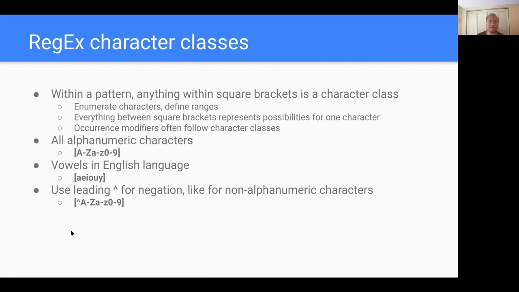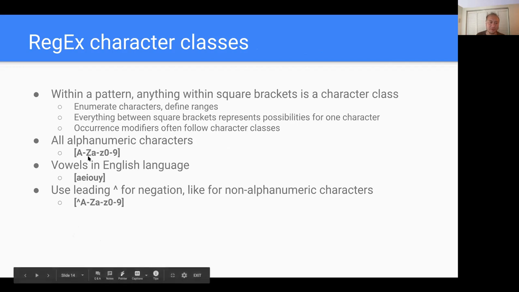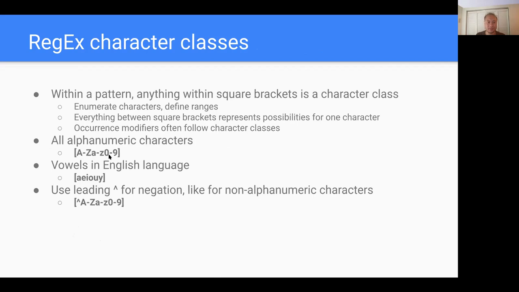A character class is anything inside square brackets, and it represents one character. Anything within that range could match that one character. So if you want to do alphanumeric without the underscore, you can do A through Z, 0 through 9. It is case sensitive, so you have to specify A through Z twice.